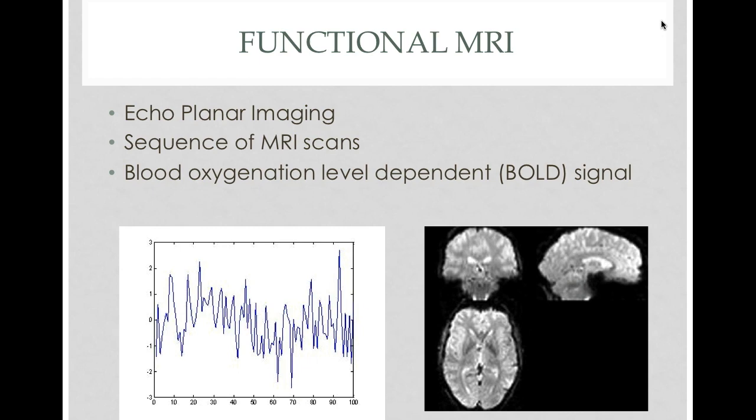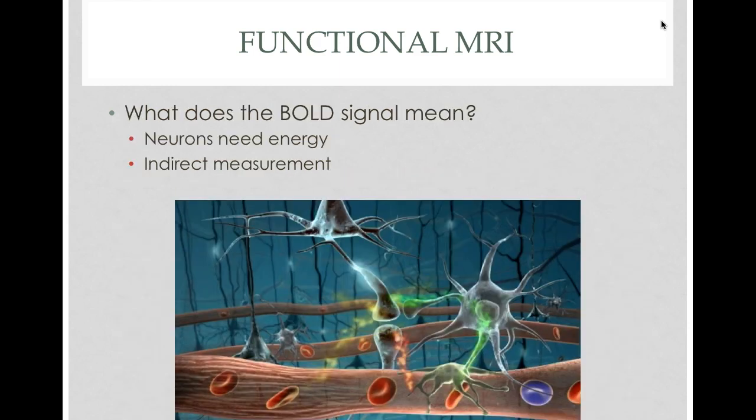And the benefit of doing this is that just like different tissues give different contrasts in an MRI image, different blood oxygenation levels of the brain give different contrasts. So if the blood has more oxygen in it, it's going to give a different contrast level than if it had less oxygen in it. Why is this valuable?